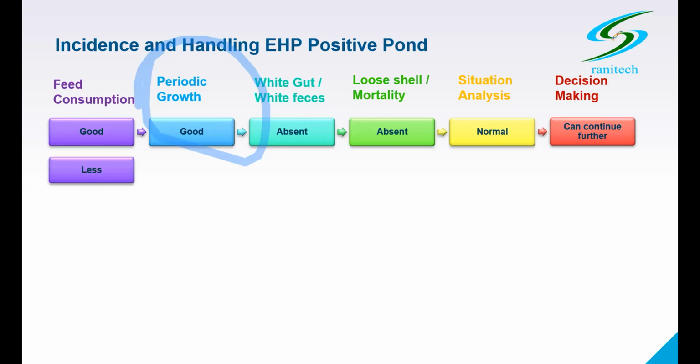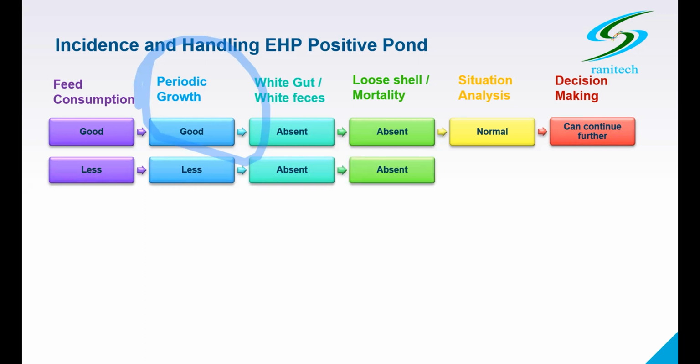My second case is where feed consumption is less. You expect 30 to 35 kgs of consumption, but it is not going beyond 20 kgs. You need to take this into account. Then you see how the weekly growth is. If the weekly growth is also less, like you expect 2 grams but your weekly growth is only 1.5 grams, because your feed intake is less, your weekly growth is also less. You don't have any white feces, loose shell or mortality. You can still analyze your situation as normal and just continue further. But you need to observe carefully for the next 2 weeks how this behaves. Whether the situation is the same, you have less feed, you have less growth, you may lose DOC, your ADG may be less, but still you can proceed further.